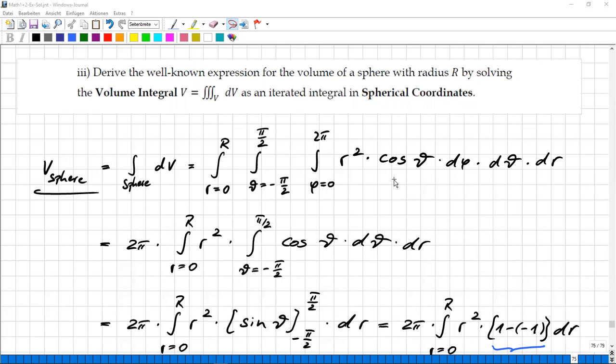Also, since I'm just summing up volume elements, all I have to do is express this differential volume correctly using the Jacobian, which is r squared times cosine of theta, times then taking the product of all the spherical coordinates, d phi, d theta, dr. The order is relatively arbitrary because the limits of integration are independent of each other.